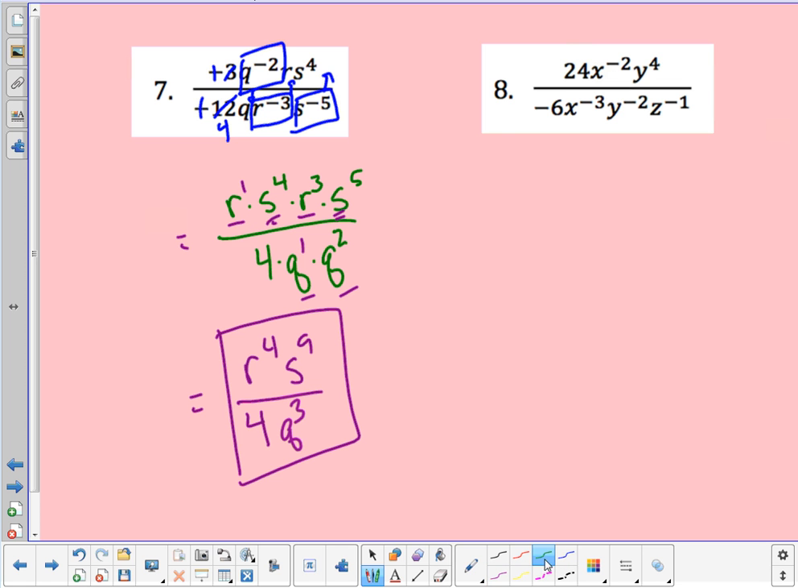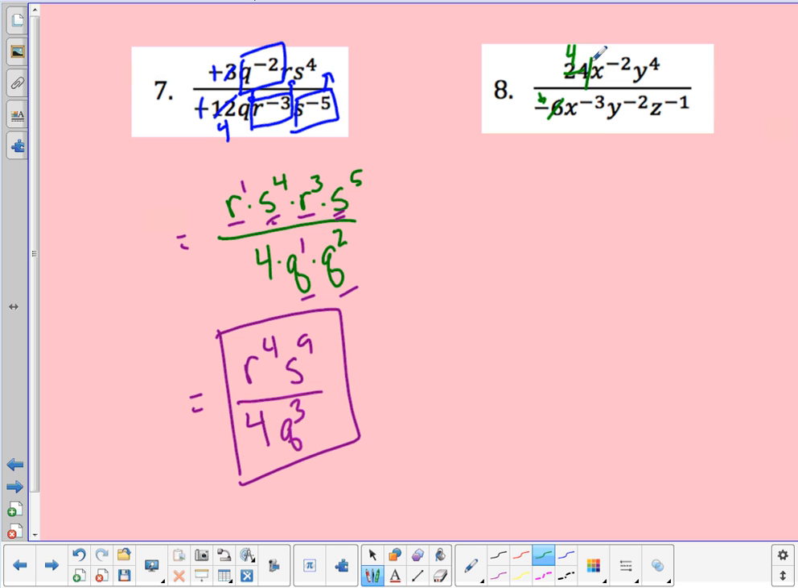In number 8, the first thing I notice is this 24 over 6 that's out front. That's a coefficient. So 24 divided by 6, 24 on top is going to be a 4. The 6 is going to go away. Keep in mind that negative is still there. I only have a negative on the bottom, so I can't cancel it with the top. So now let's look at our variables.